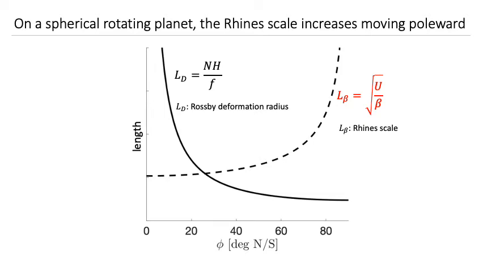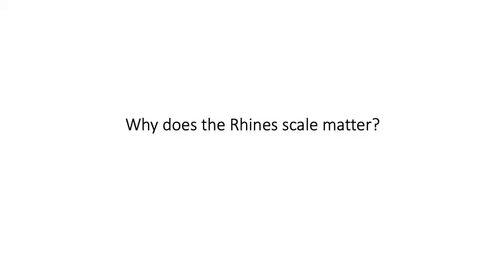And so again, you have to decide what your characteristic velocity scale is here. So I haven't put the actual magnitude on here, but you can think of these as scalings, and it's just for reference. So why does the Rhine scale matter?